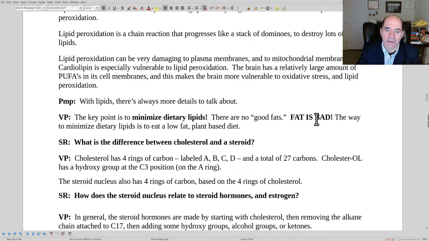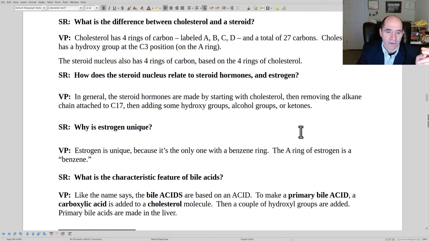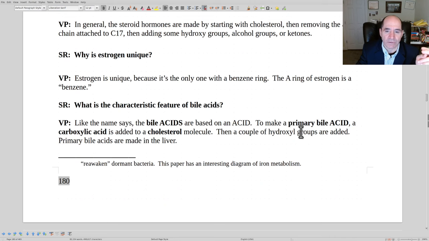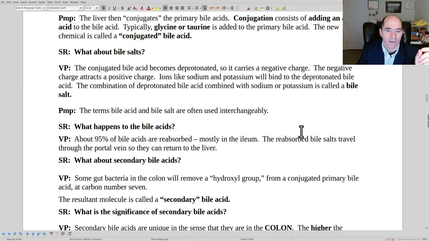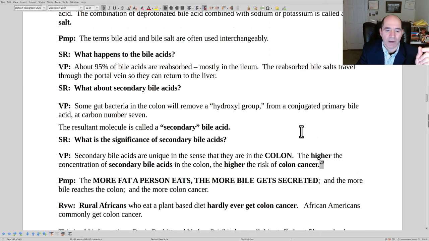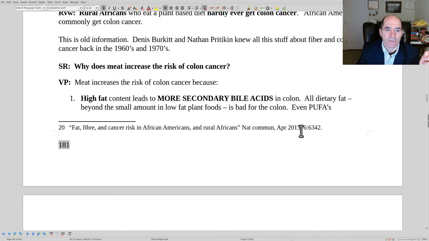Nathan Pritikin, who reviewed all the literature on lipids written up to his day, said fat is bad. And I agree with him based on my study of the literature. I read all of Nathan Pritikin's work and a whole bunch of other material. I went through all the biochem books, read a whole bunch of papers on lipids, and I come to the same conclusion. And that's what I think an unbiased, correct conclusion is. When you eat more fat, you get more bile acids going down into your colon. Also, the more fat a person is eating, typically the less fiber they're eating, and that predisposes them to leaky gut. You really need that fiber.